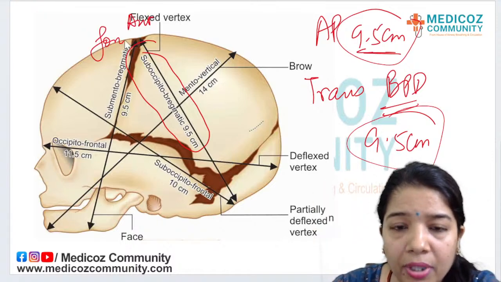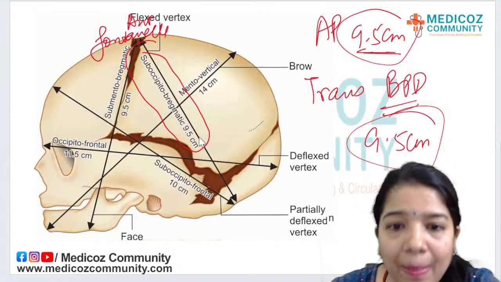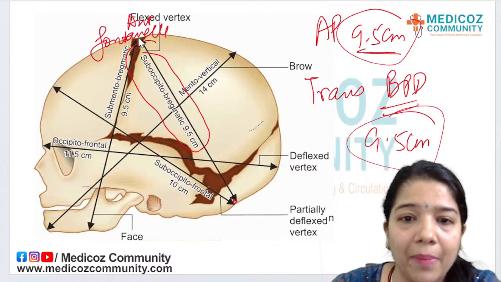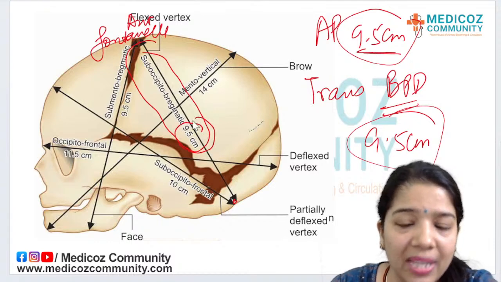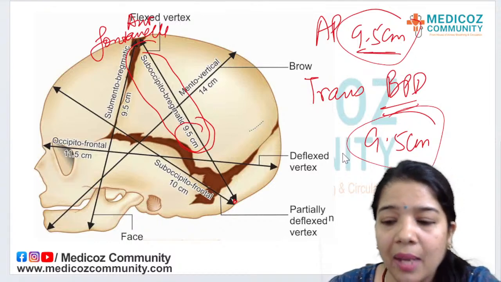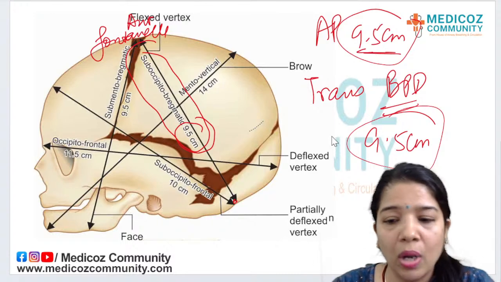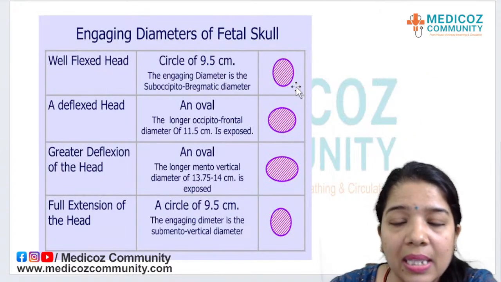Okay, so anterior fontanel को हम bregma भी कहते हैं. तो subocciput के नीचे से bregma तक का diameter कितना हुआ? 9.5 सेंटीमीटर्स हुआ. तो यानी कि अगर मैं देखूँ transverse और AP diameter same हुआ तो it will engage as a circle. You can see as a circle.